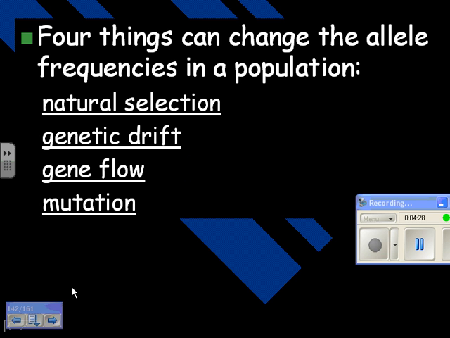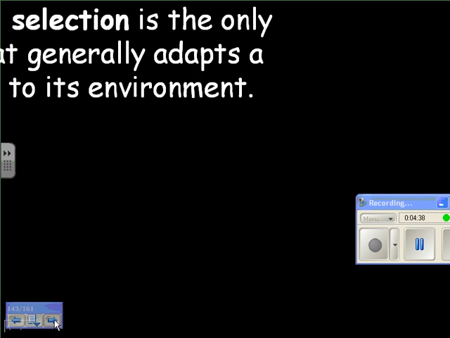And then the last one is mutation. This is a random event that will change the population. Maybe it's a good mutation or a bad mutation. So we'll look at each of these.